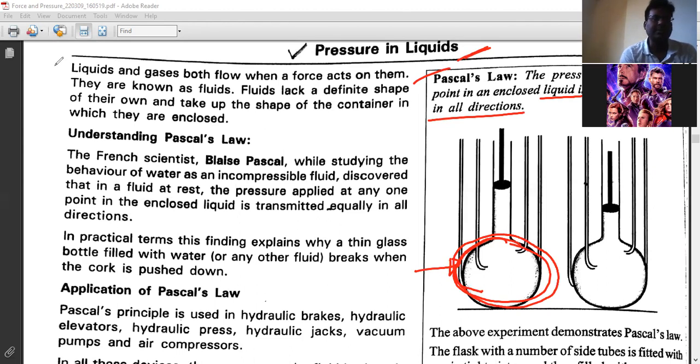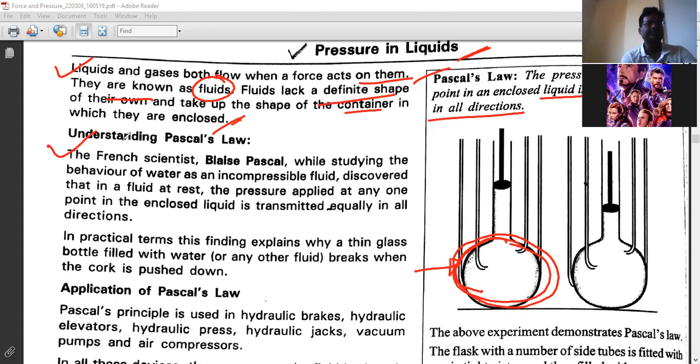So look at the next point. Liquids and gases both flow when a force acts on them, so they are known as fluids. Fluids lack a definite shape of their own and take on the shape of the container in which they are enclosed. Right.